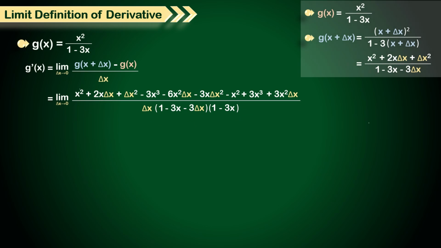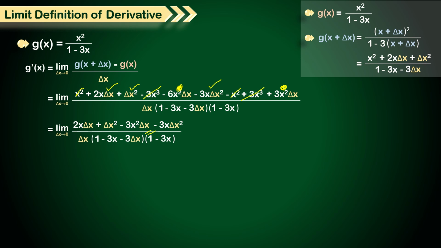Combine similar terms. x squared minus x squared is 0. Negative 3x cubed plus 3x cubed is 0. And negative 6x squared delta x plus 3x squared delta x is negative 3x squared delta x. Limit of the remaining terms in numerator, which is 2x delta x plus delta x squared minus 3x squared delta x minus 3x delta x squared, over the whole denominator. Factor out delta x in numerator.